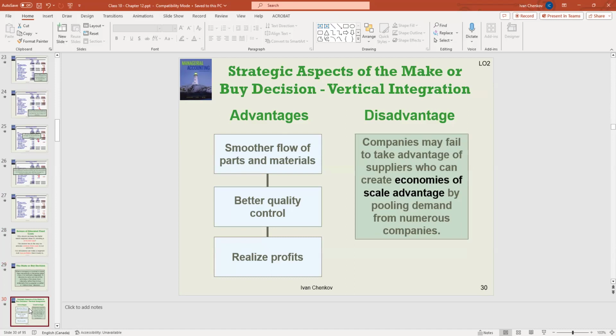Also, every decision is going to have positives and negatives. Which are the positives? Once we do it, there will be a smooth flow of the parts and material. We can control the quality and we can enjoy the profits. But the disadvantage is we lose the opportunity to get it from the supplier that might create an economies of scale advantage.